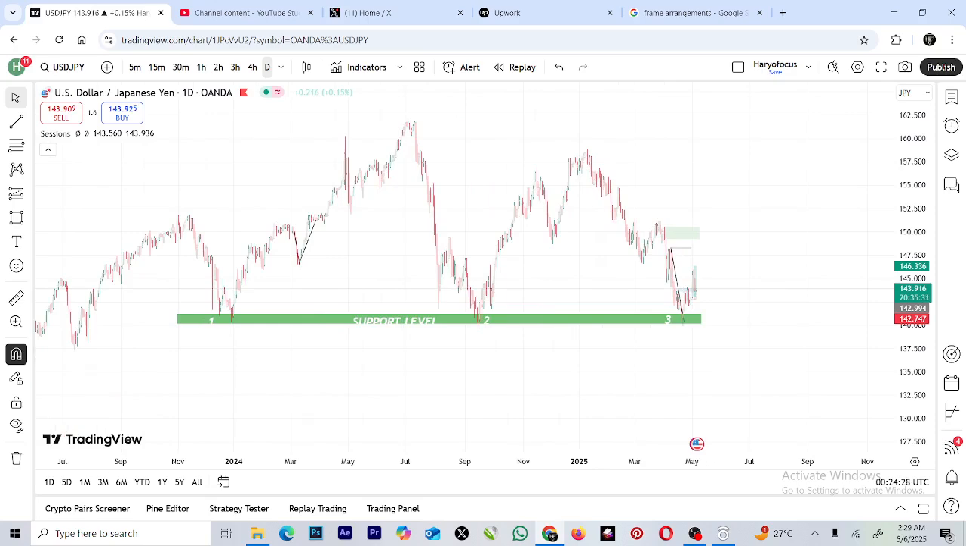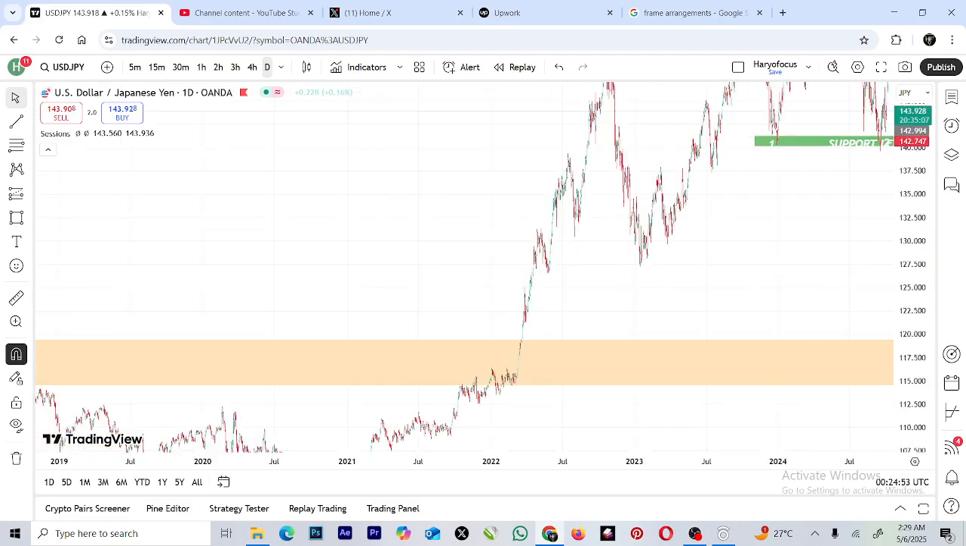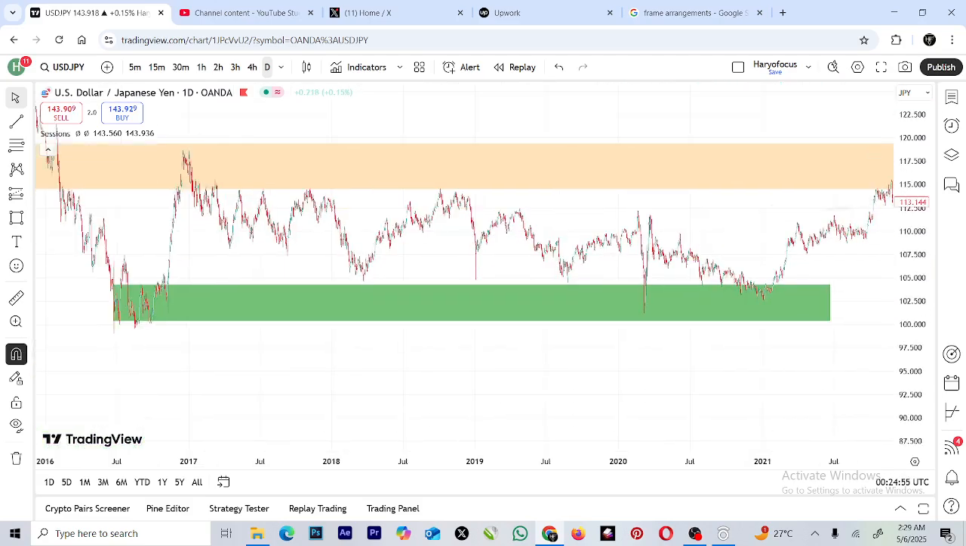Then let's go for resistance or supply. Don't forget, support level and demand zone is the same thing. If you hear support level, if you hear demand zone, both things are the same thing, the same meaning. Demand zone, support level, the same thing. So let's go for resistance.